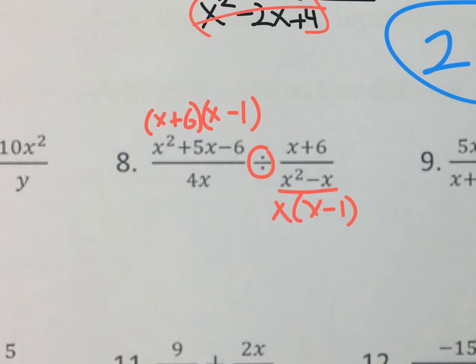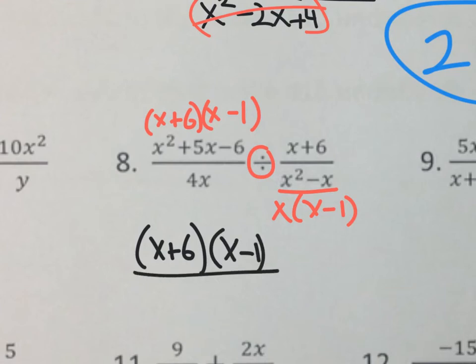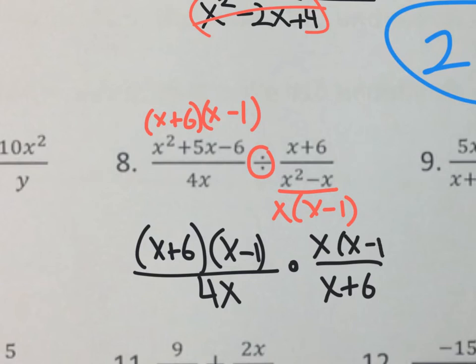We're not solving. The left side of this expression is not going to change. It's going to be x plus 6, x minus 1 over 4x. Change it to multiplication. Flip the second fraction. So the x plus 6 that's on top is going to be an x plus 6 that's on the bottom. And what I factored, x times x minus 1, will now be on top, x times x minus 1. And now you could go through and cancel out anything possible.